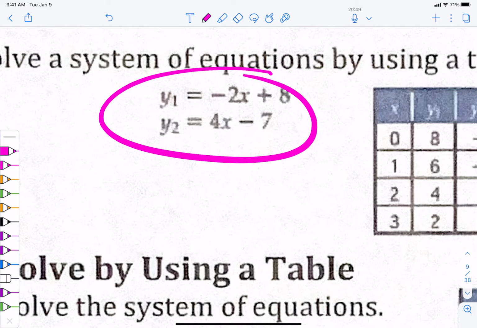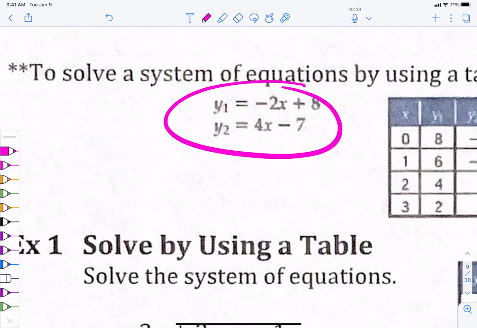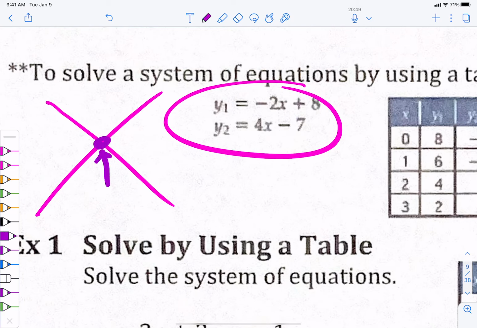Those two are linear functions because we're still dealing with lines, and one is probably going this way of some nature and one is probably going this way of some nature. And to solve it, we're trying to find this spot right here where they cross. That's all we're trying to find, okay?